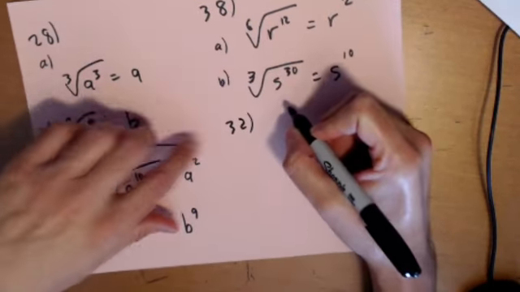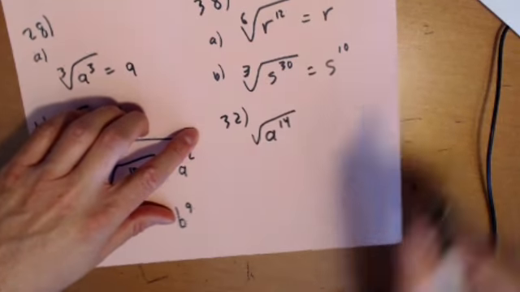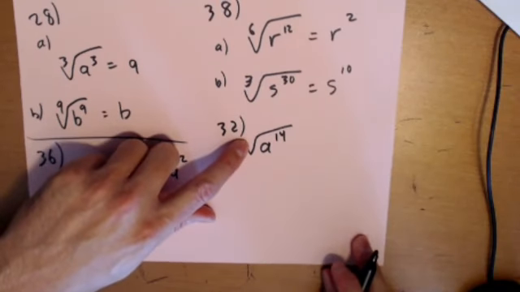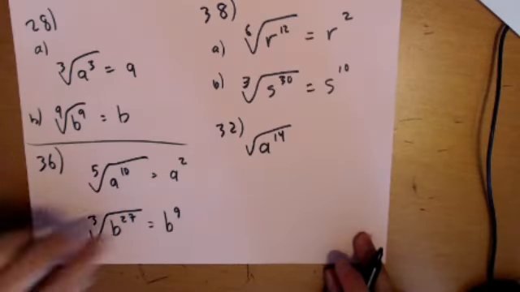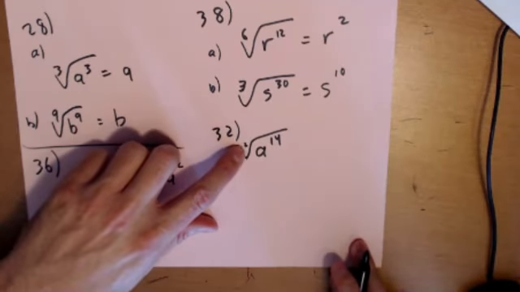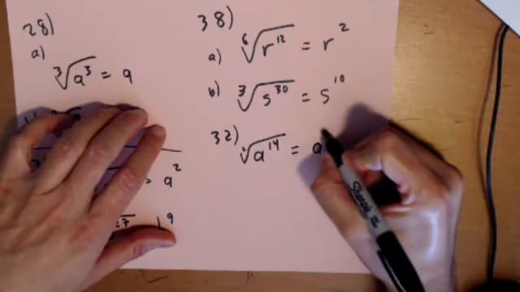Let's go back to 32. It says the square root of a to the 14th. So it's a square root, right? It doesn't show it, but it's an implied little 2. Couldn't I put a 2 there if I want? Put a little 2 there for a second. Oh, I'm pulling things out in groups of 2. There's 14, and we're pulling things out in groups of 2. A to the 7th.